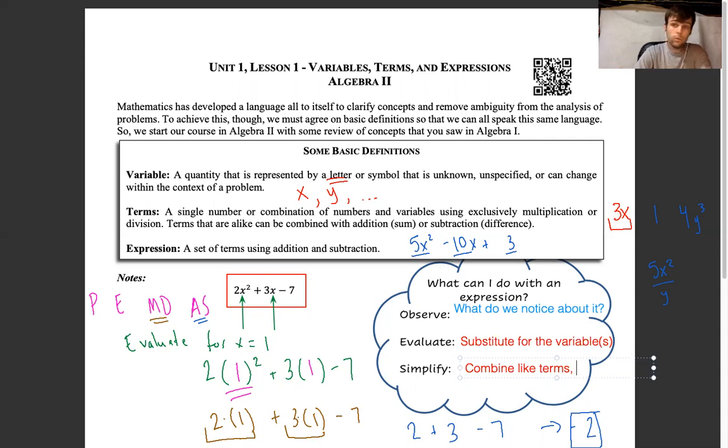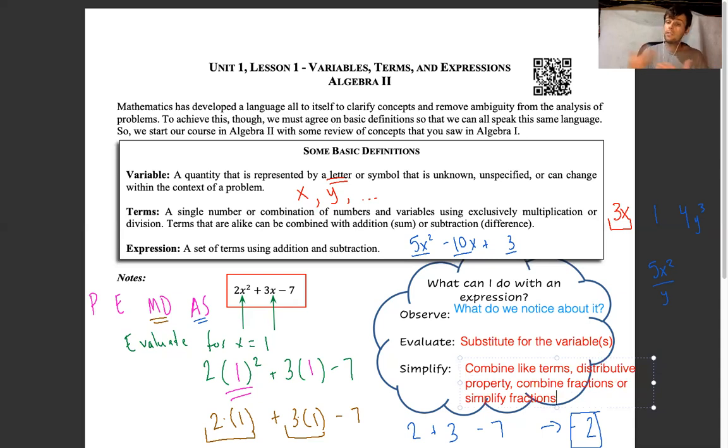You can use what's called the distributive property, where we have a number outside of parentheses and we distribute that number in using multiplication. We can add fractions together or simplify fractions. So we can combine fractions or simplify.